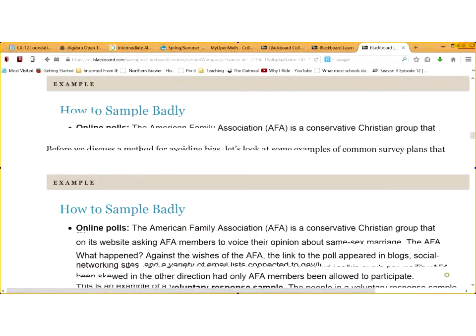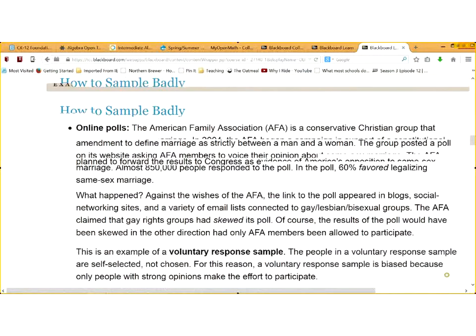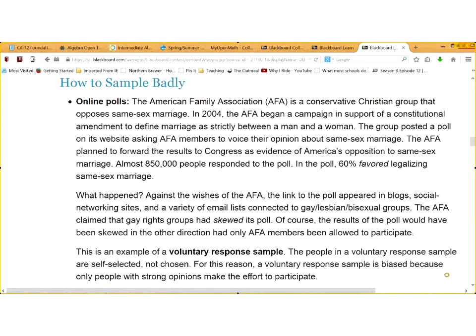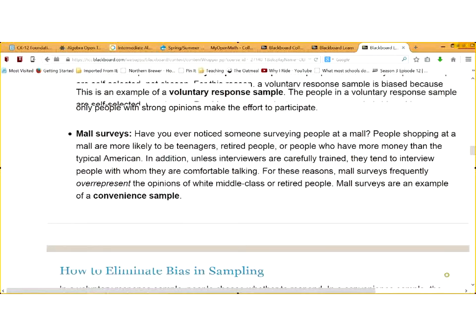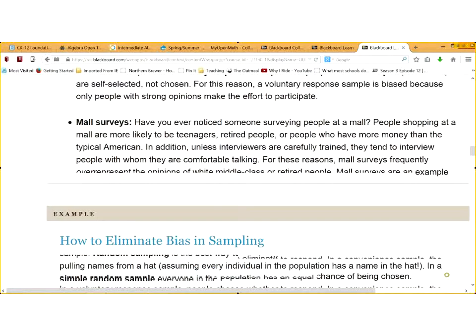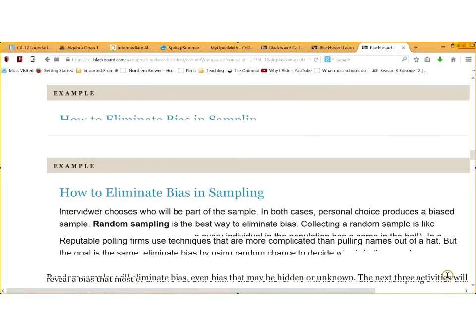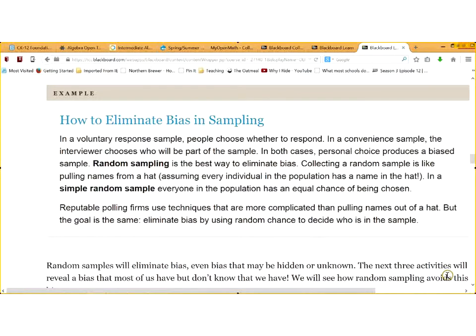All right. So these are other ways to sample badly. It's pretty straightforward. Online polls, voluntary response samples, mall surveys, which are convenience samples. So here's how you eliminate that. You do random sampling, where you choose people to be in your sample at random.